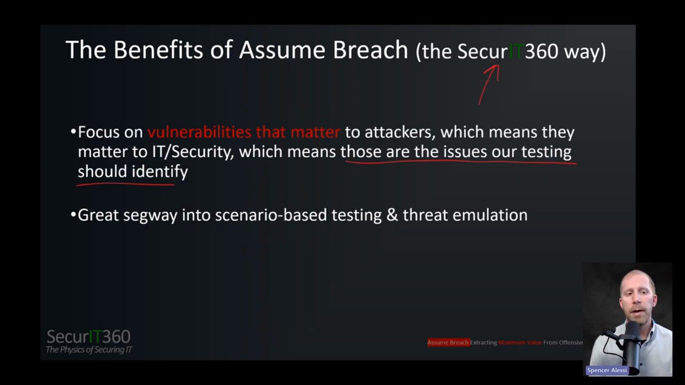And again, the whole goal here is focusing on vulnerabilities that matter to attackers. And what I mean by that is the vulnerabilities that matter to attackers matter to IT and security teams, right? They should matter to us as well when we're testing, right? If a threat actor isn't going to abuse 47% or 58% or 95% of the vulnerabilities that Nessus spits out, why are we focusing on those during pen testing? So really the goal of assume breach is to identify the vulnerabilities that matter to attackers, which means they matter to us. So we want to look for those, identify those, bring those to light, and offer remediations and mitigations for those.